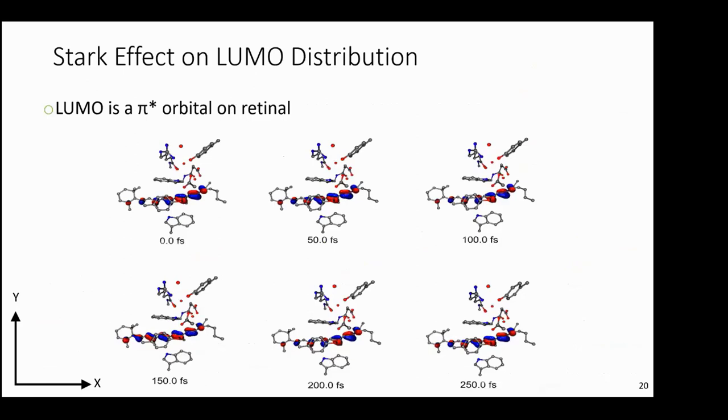Here you see the snapshots of the distribution of this LUMO over time when the electric field is applied nearly parallel to the retinal dipole vector. So this is in the X direction. We see that this is an antibonding pi molecular orbital and is primarily localized on the retinal.